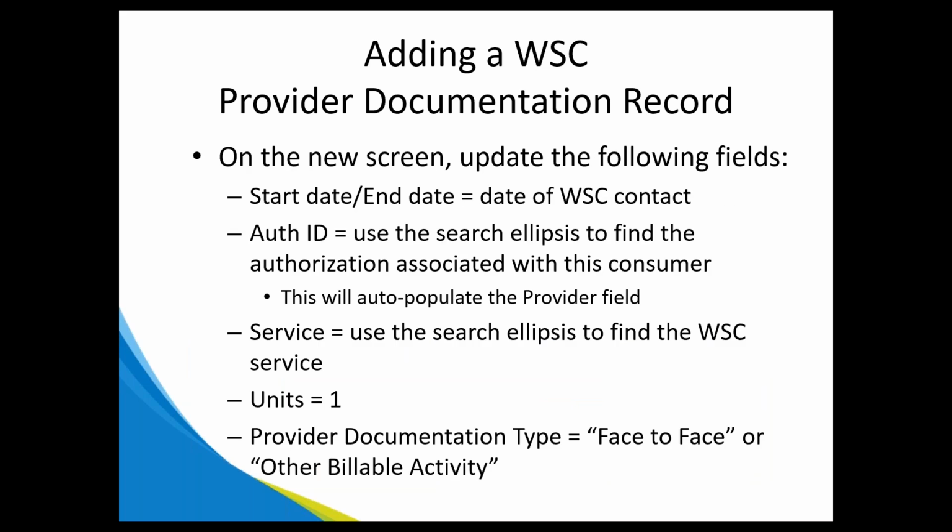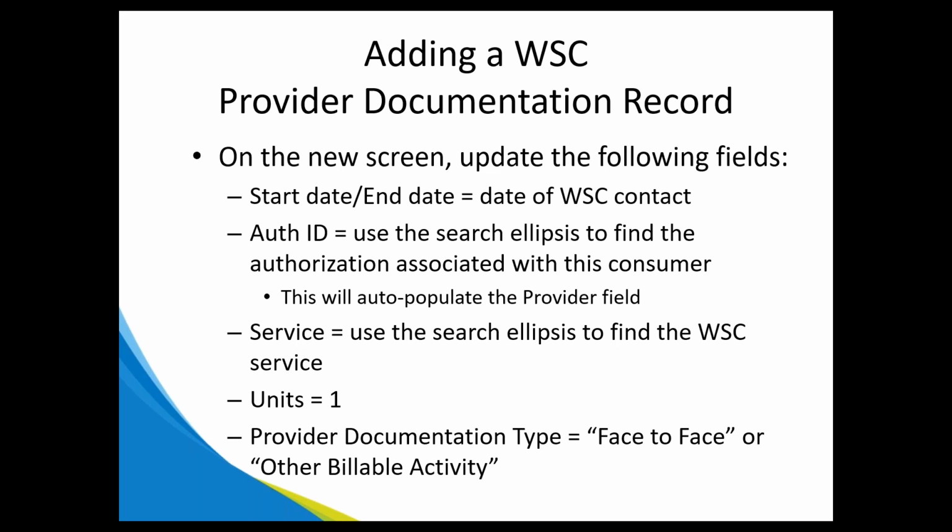On the new screen that opens up, the provider documentation record, you may sometimes hear people refer to that as the activity screen. Those labels are interchangeable, but on the provider documentation record, there are some fields that you will update. You will add the start date and the end date, which is the date of your contact. Because it's a monthly unit, you will not need to add the start time or end time. You can just choose the date. You will select the auth ID, which is the authorization ID, from the search ellipsis, and that will automatically auto-populate the provider field.